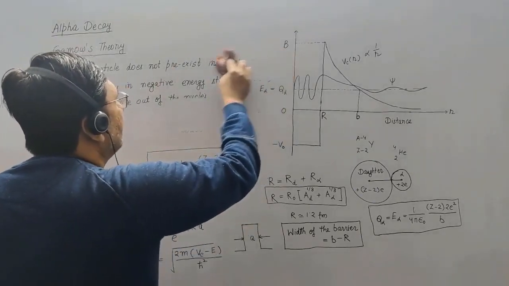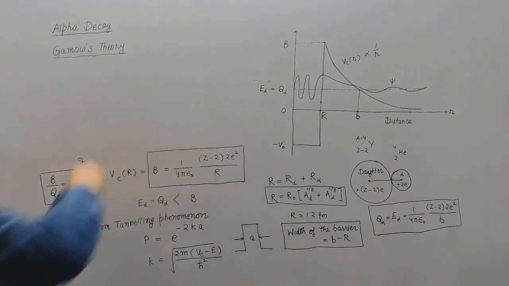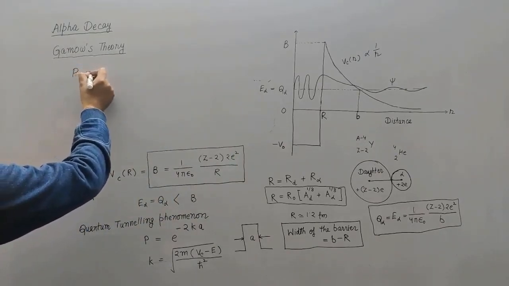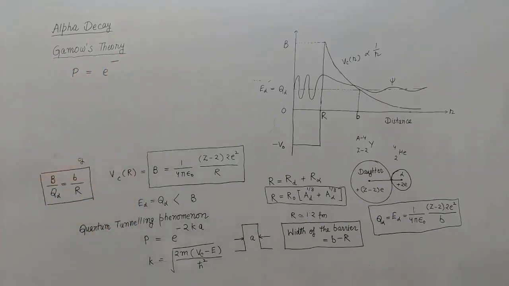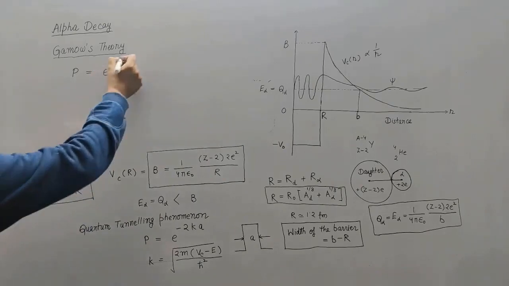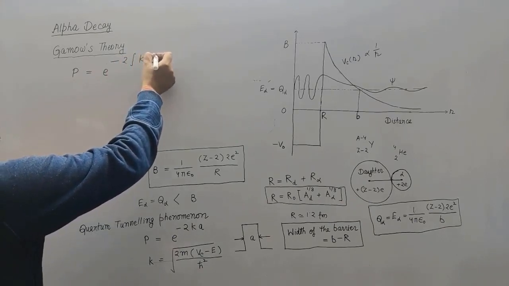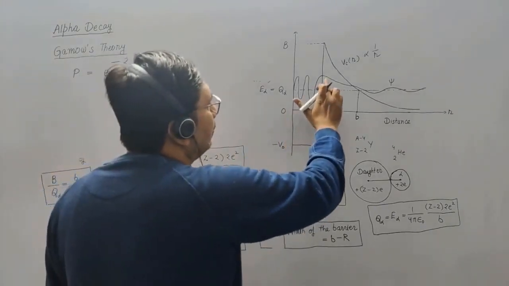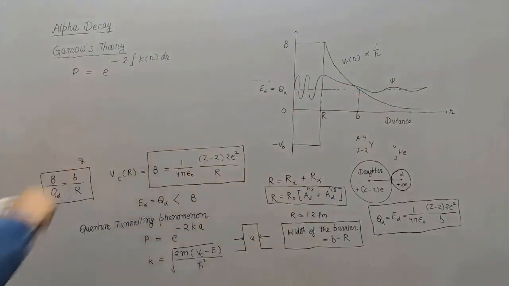So the probability of tunneling of this alpha particle out of this nuclei can be written with this formula for P. It will become equal to e to the power minus 2 times, and here we have to use an integral, this will be kr and this will be dr. So if you want to find out the probability of this alpha particle passing through this barrier potential, then this will be the formula.